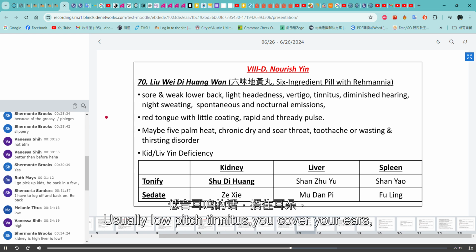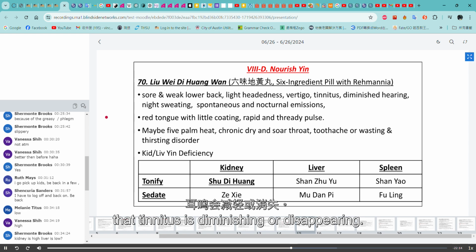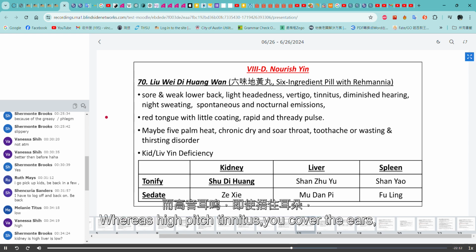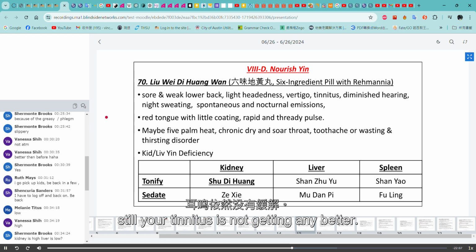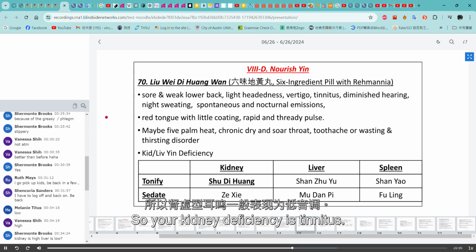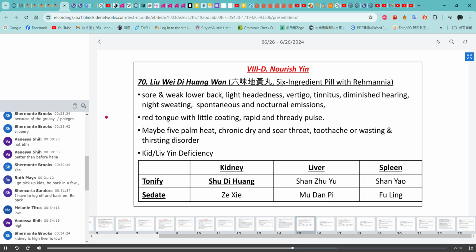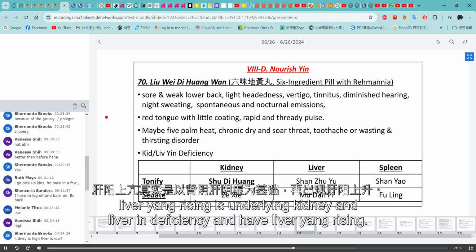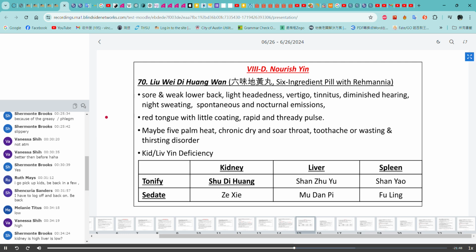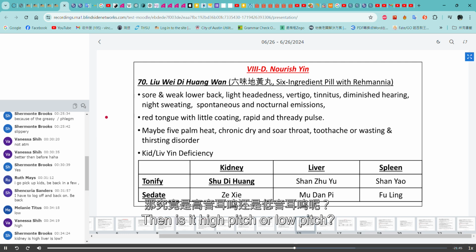Usually with low pitch tinnitus, when you cover your ears, the tinnitus diminishes or disappears. Whereas with high pitch tinnitus, when you cover the ears, your tinnitus is still not getting any better. So kidney insufficiency is low pitch tinnitus. Liver fire or liver yang rising, high pitch tinnitus. Then you may ask, liver yang rising has underlying kidney insufficiency, so with kidney and liver insufficiency tinnitus and liver yang rising, is it high pitch or low pitch?